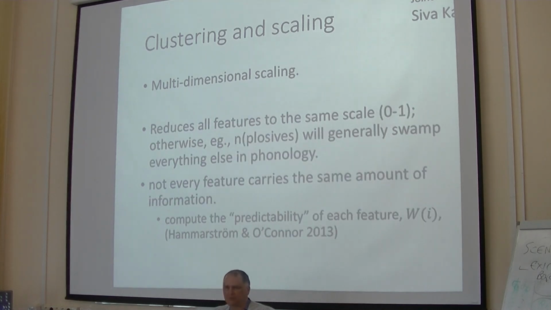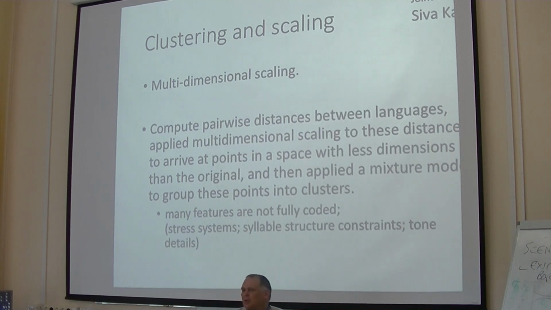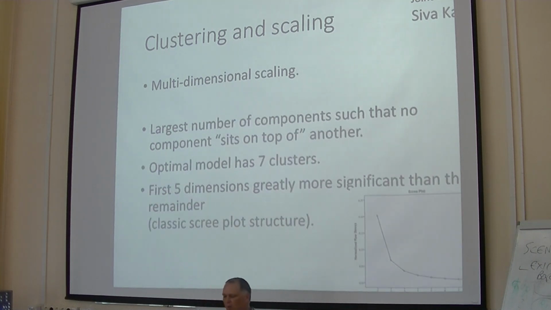Then we reduced everything down to the same scale, so something like how many vowels you have wasn't counting for any more than how many nasals you have. Typically a language has more vowels than it has nasals, but you want all the features to count the same. Computed distances between them, etc., etc. Only took the first 5 dimensions, since those were the ones that had the biggest impact.